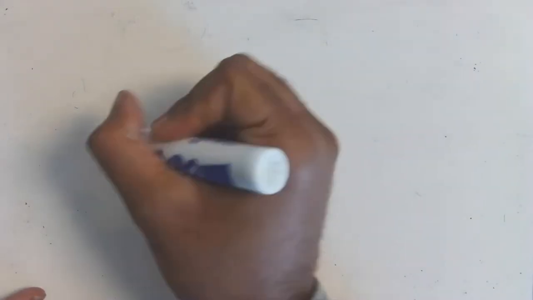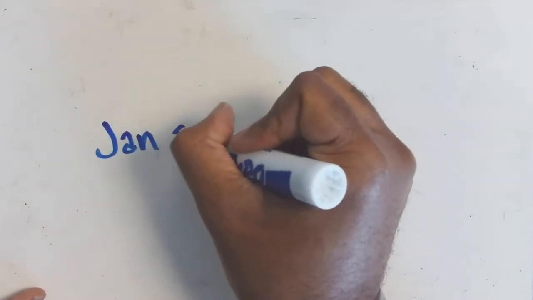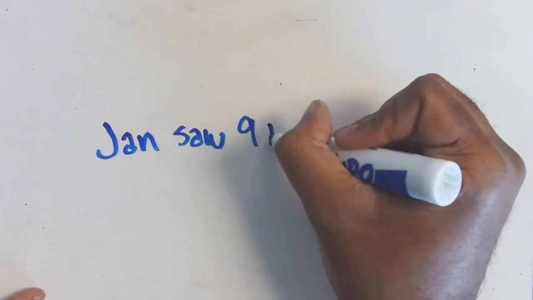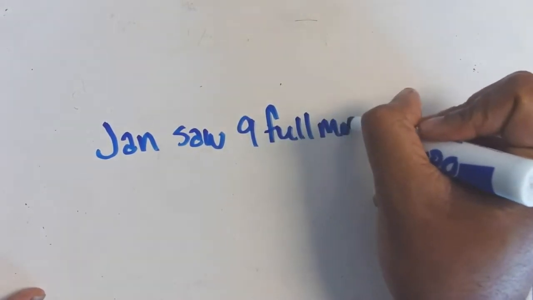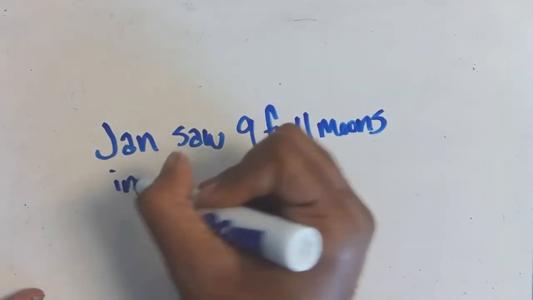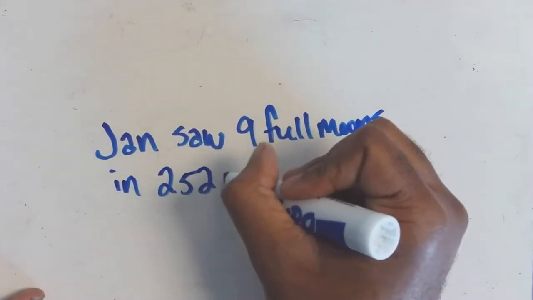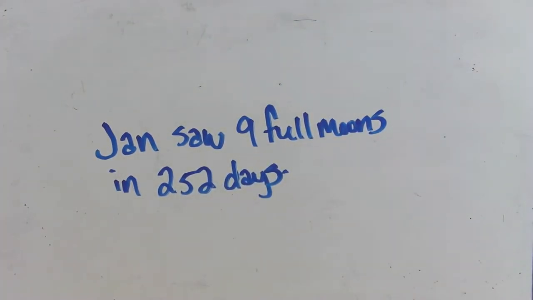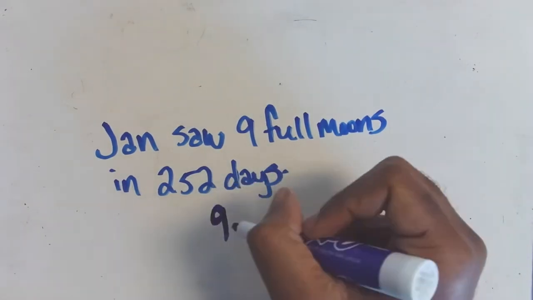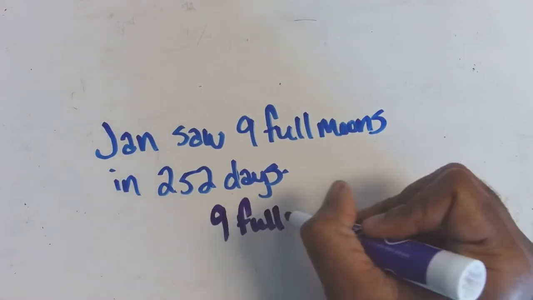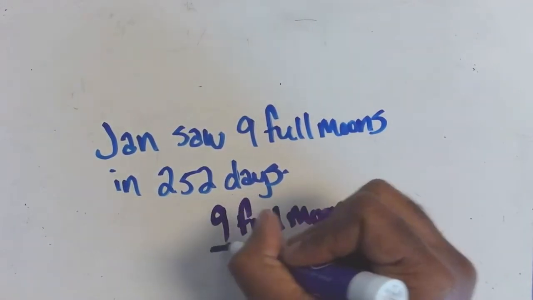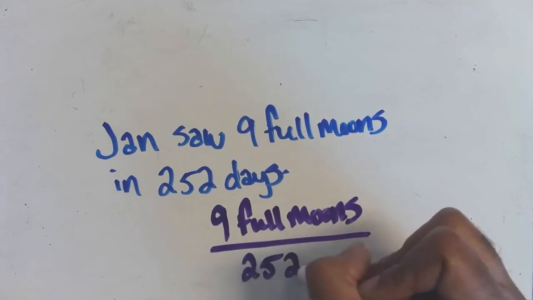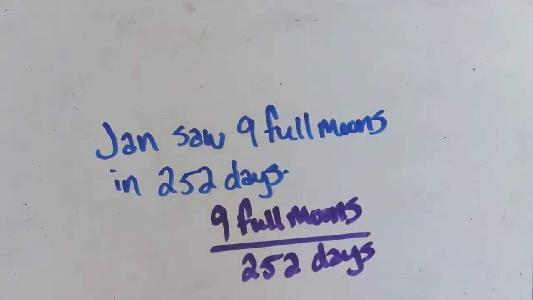So an example of a rate is Jan saw 9 full moons in 252 days. So to write this as a rate, we can write it as 9 full moons over 252 days.